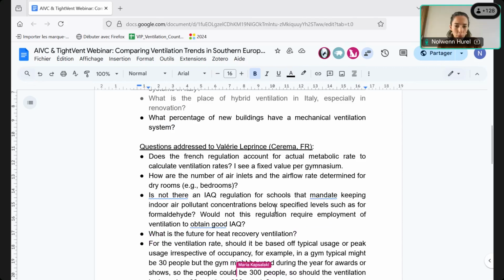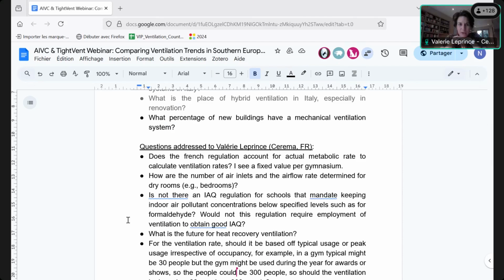Next question is about schools. Someone is asking if there is not an indoor air quality regulation that mandates keeping indoor air pollutant concentrations below specified levels, such as for formaldehyde. That would be nice. Would not this regulation require employment of ventilation to obtain good indoor air quality?